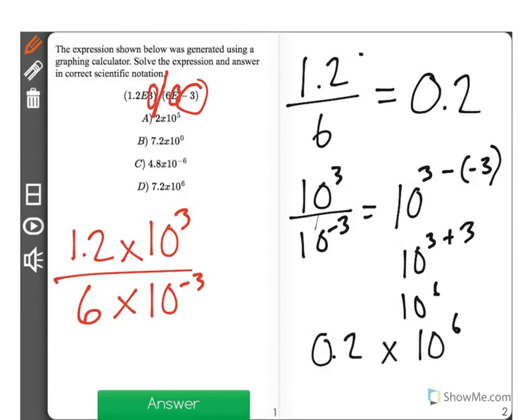But what's important to note is we can't have a 0 before our decimal because it has no value. We need exactly one digit with value before the decimal point. So I'm making my number larger by moving this decimal point here, which means the exponent has to go down to account for that. Now I have 2 times 10 to the 5th, making A my correct answer.